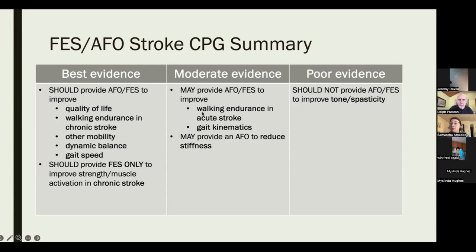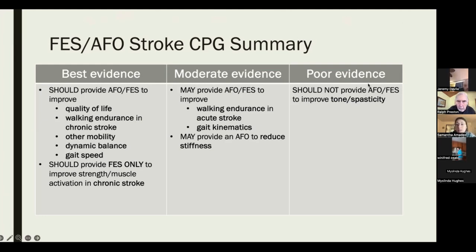Now there's moderate evidence, which doesn't mean that it's bad evidence. It just means that there's not enough right now for us to say, but it's not a negative thing. So we just don't know if it would improve walking endurance in acute stroke. So this doesn't really apply to any of you. This is really in those first 8 weeks following a stroke. So it doesn't really help you there. Or gait mechanics. So we may still see some gait impairments, but basically showing carryover: if I gave you the AFO and we took the AFO away, would we see improvements after we took it off? And it's saying that it may reduce stiffness in the ankle, but we're not 100% sure.